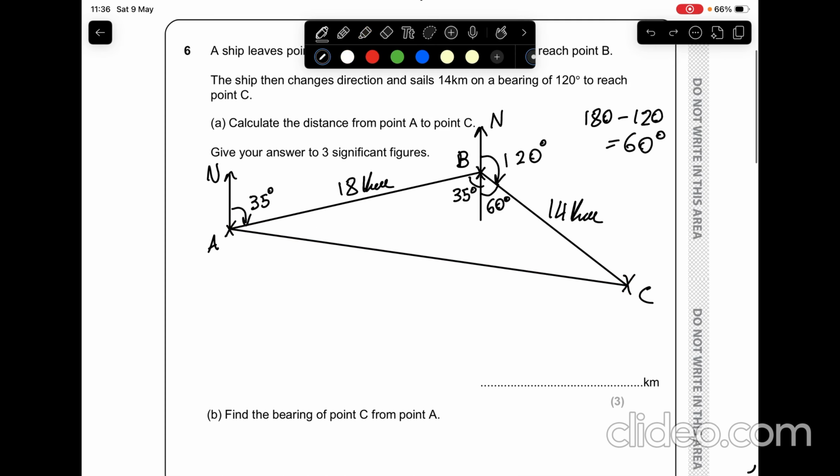So let's do that. AC squared is going to be equal to our two sides. That's 18 squared, add 14 squared, subtract 2 times 18 times 14 times the cosine of my internal angle there. That's 60 add 35 or 95.